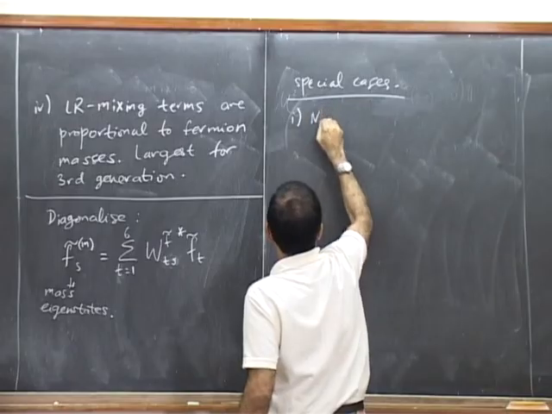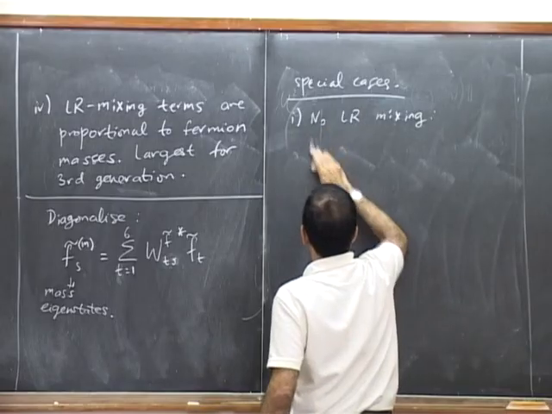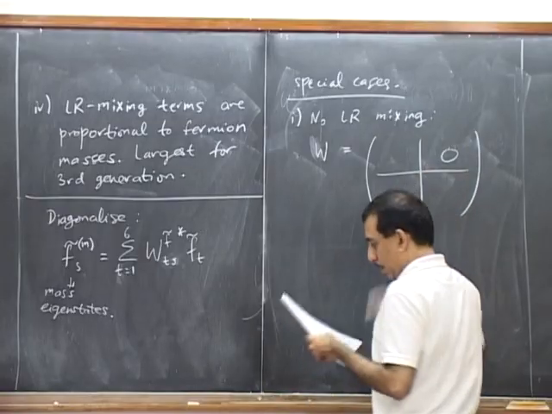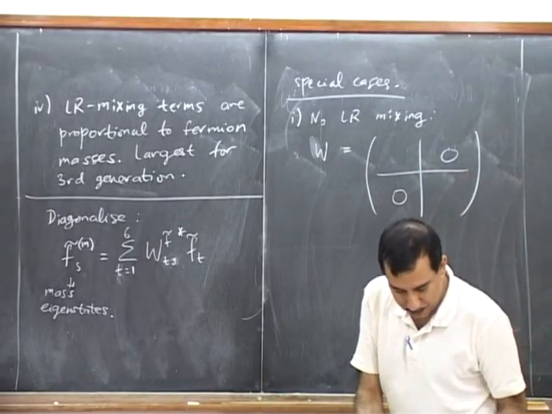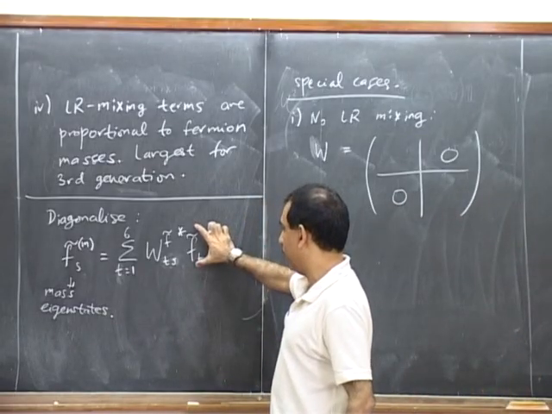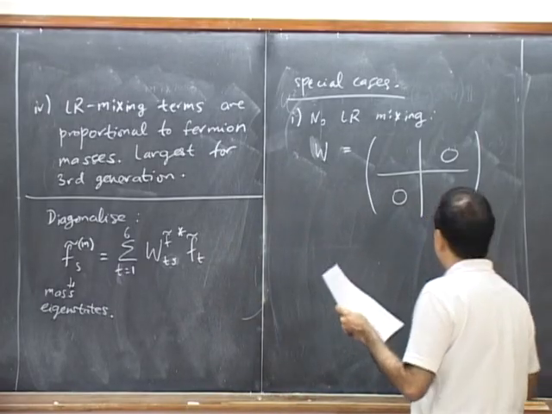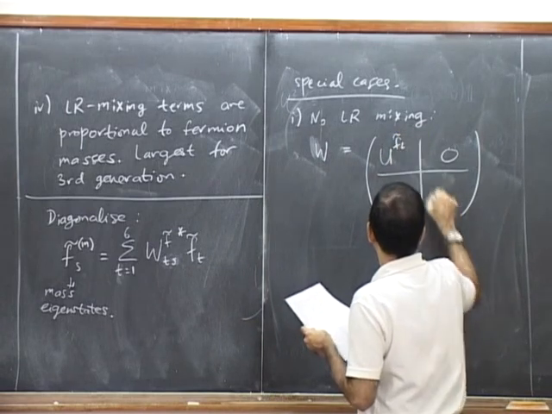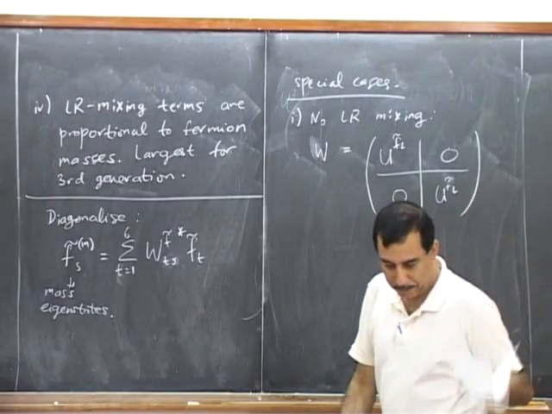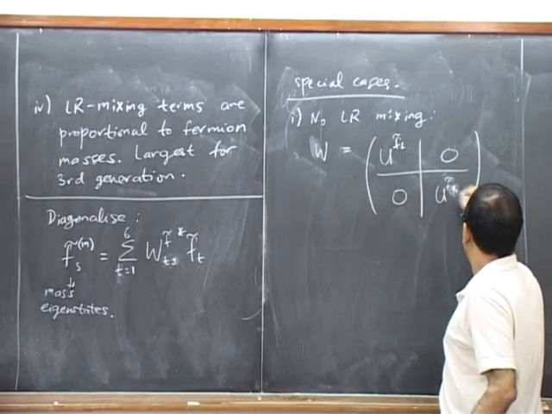So one of the special cases is no left-right mixing. In that case, this W is equal to 0 there, because it doesn't need to mix all the 6 components, but just needs to diagonalize the top 3 and bottom 3 separately, and so it takes the form U F tilde left and U F tilde right, where these are separately unitary matrices. Right. And they're 3 by 3.